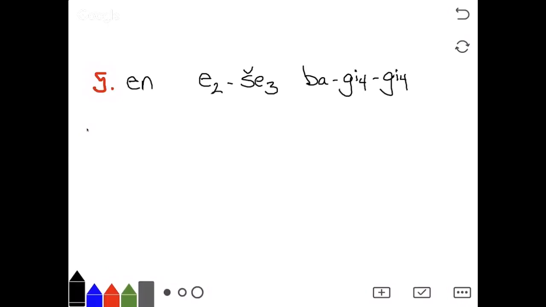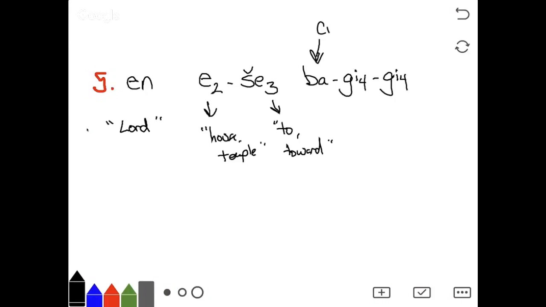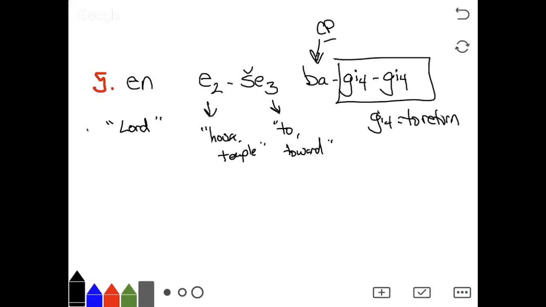So if we were coming at this sentence, we would say, all right, en means like Lord. A2 means house, right? Or temple. Sheh3 is to, toward. Ba, this is a conjugation prefix. We'll talk about these later. And then here's our verbal base. Gi4 is to return.